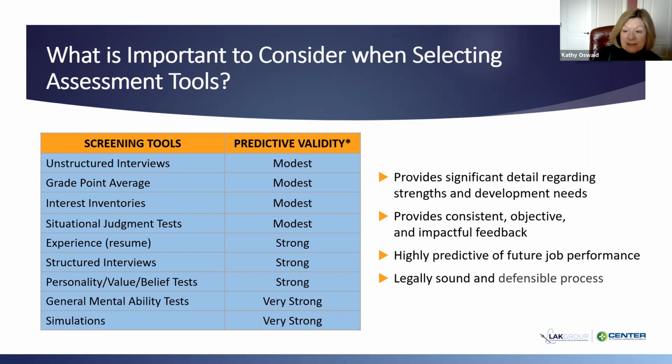And as you can see on the left-hand side of the screen, we put a list together of screening tools. Unstructured interview is really not very valid, and neither are grade point averages or some of the things that you look at in a normal search that you're doing. But what you really want are things like we talked about just now: structured interviews, personality, value, and belief tests, general mental tests, and simulations. And when you put those together, it's really a very strong predictive validity. So the more of these you add together, the higher that validity goes up. And you want it to be legally sound and defensible.